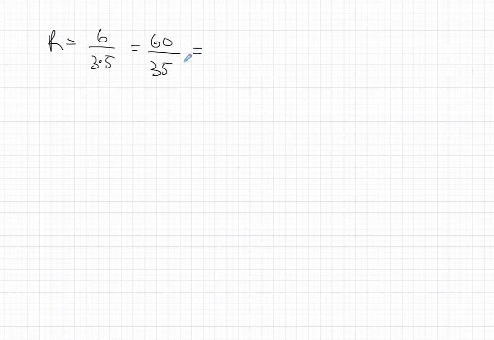I can cancel by 5. 5 into 35 goes 7. 5 into 60 goes 12. So we've got 12 over 7.